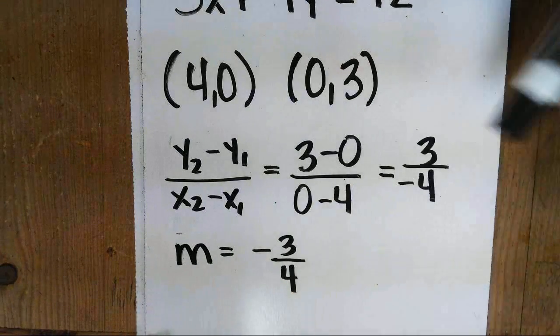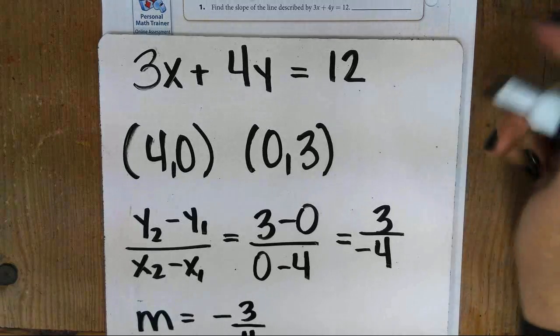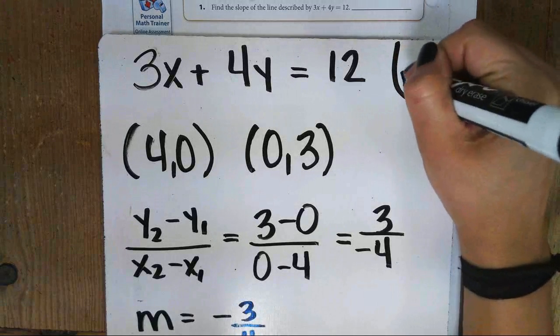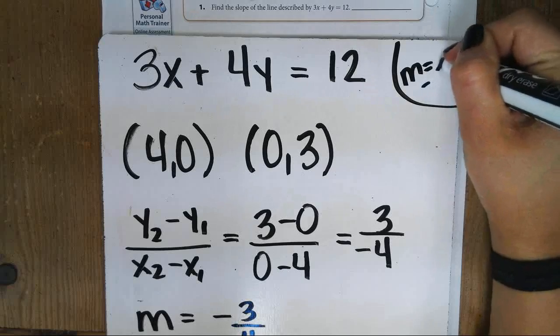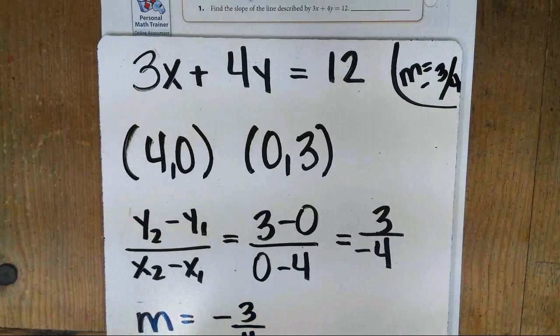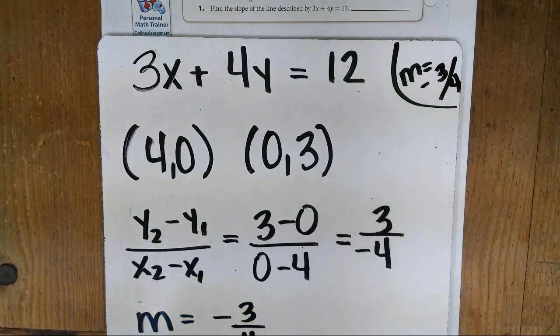Okay? Now, I'm going to go ahead and erase up here where I had my ordered pair. I'm going to write that my slope was negative 3 over 4 so that I don't forget it. And I'm going to show you now using the other two methods that we will still get negative 3 over 4.